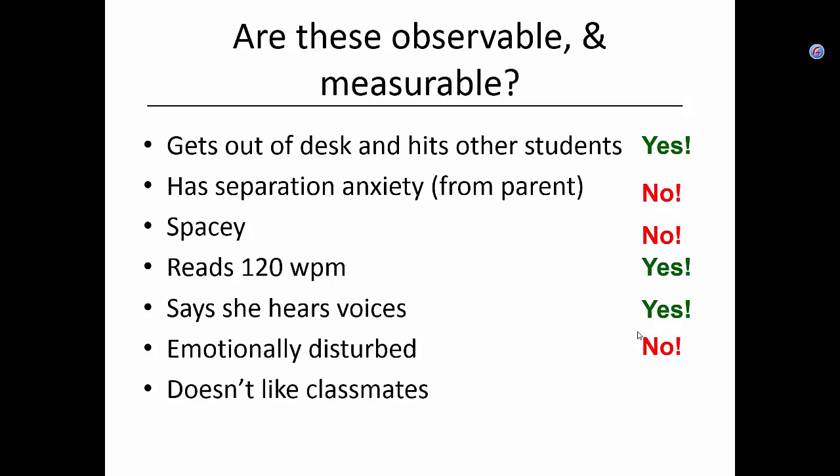All right, and "doesn't like classmates." So we would say no, that is not observable and measurable. We want to get a lot more specific about what it looks like when a student is engaging in behaviors that demonstrate that they don't like their classmates. Maybe it's calling them names, maybe it's specifically saying "I don't like you," maybe it's ignoring them when they're speaking to you. Again, we want to get much more specific to have a good, clear, observable and measurable definition.